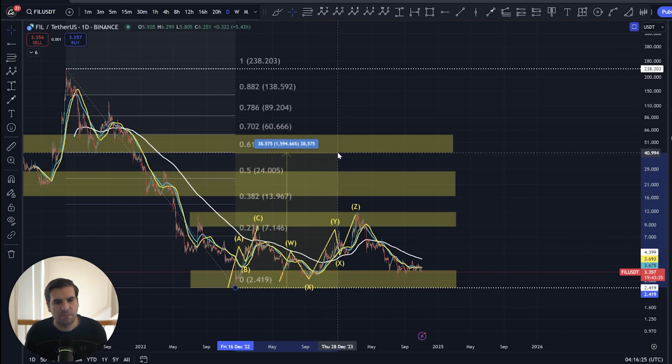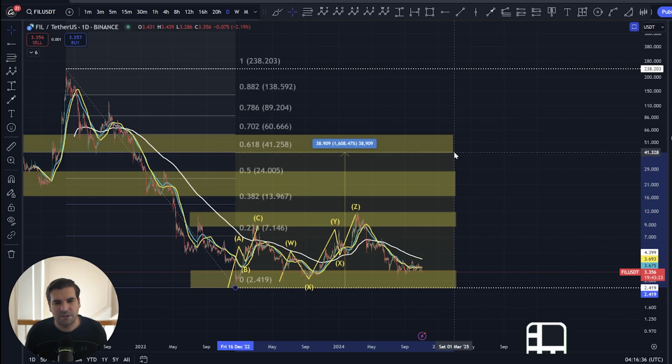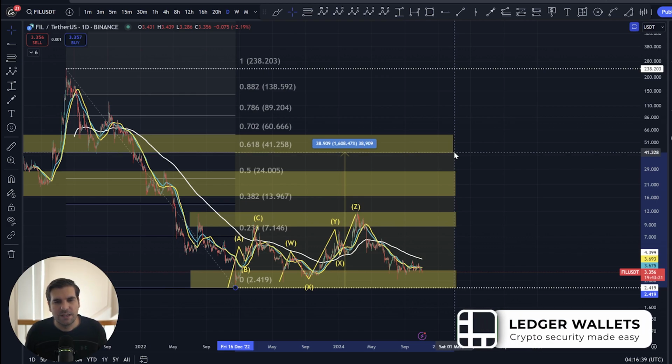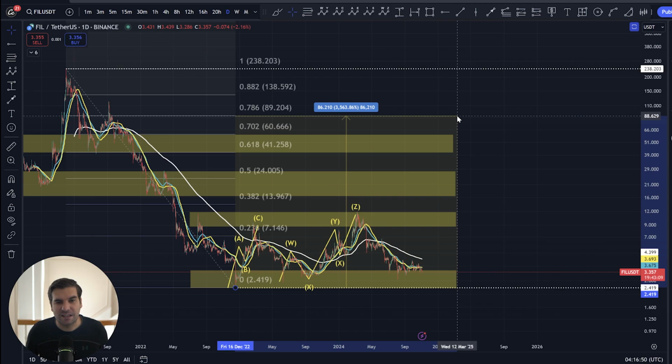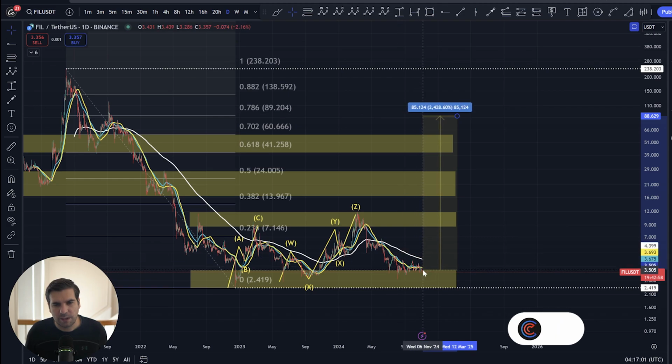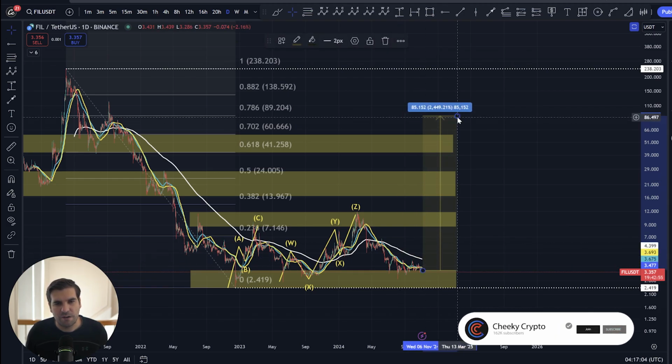I think the main area of resistance is actually going to come in right here on that 0.618 at $41.25, and that would put us at about 1,600% from the December 22 lows. If we do rally up to the 0.702, which is the higher range expectation I would have, that would be a 2,381% move. And should we push through there and tap into that slightly higher range of the $89 range, that's the 0.786, it's going to put us at 3,500%.